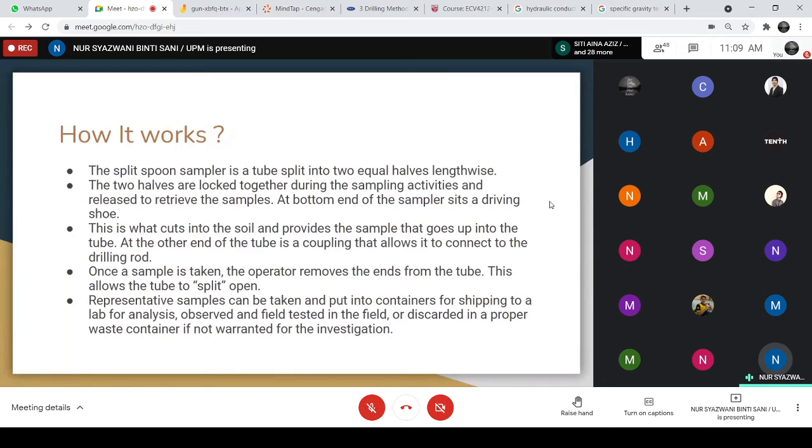Once a sample is taken, the operator removes the end from the tube. This allows the tube to split open. And the last one is a representative sample can be taken and put into containers for shipping to a lab for analysis, observed and field tested in the field, or discarded in a proper waste container if not warranted for the investigation.